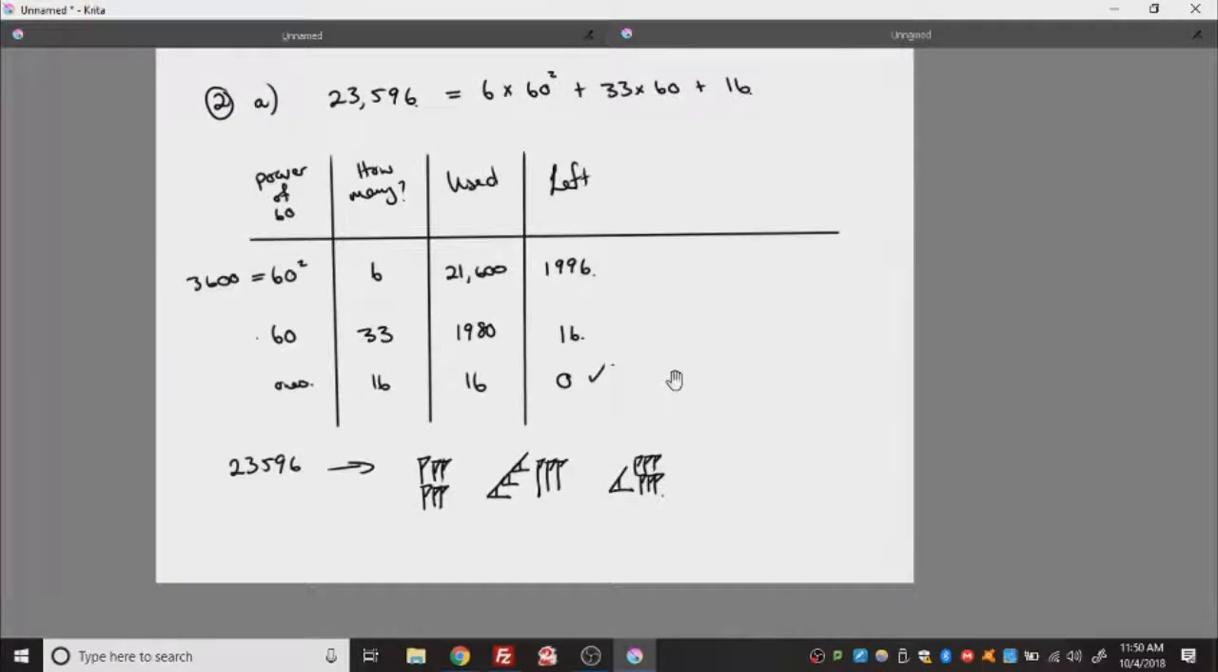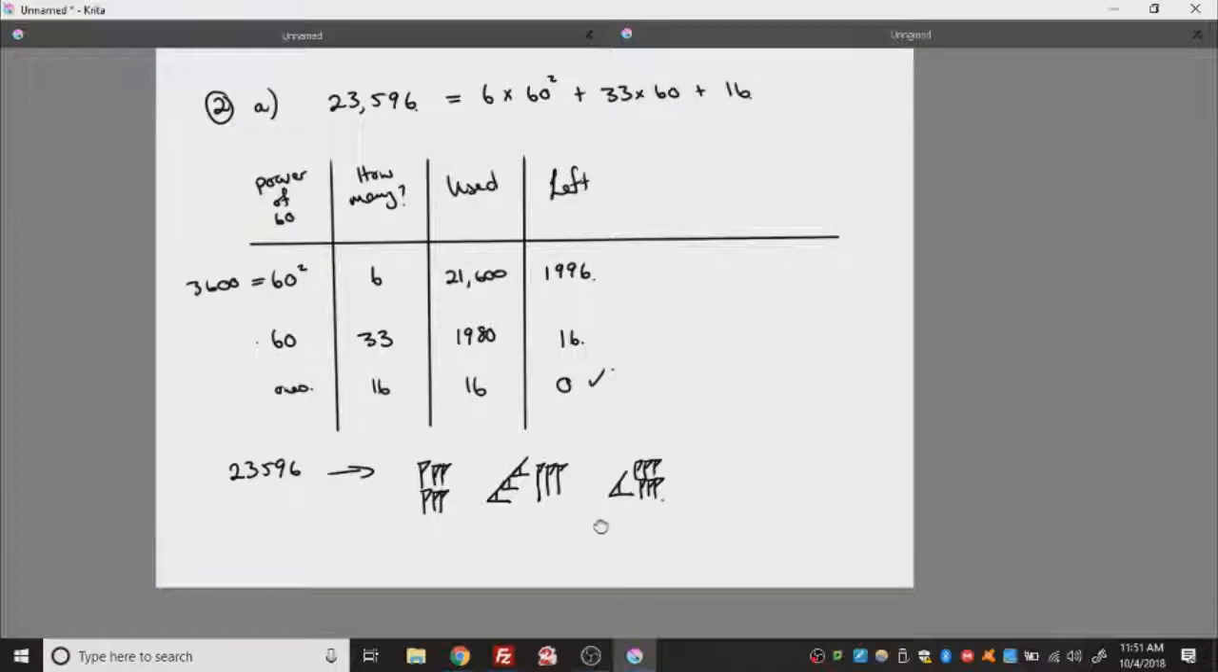Sorry, how many 60? 33 goes into what? So 60 goes into what 33 times? The leftover, the 1996, that's the only thing I have to still take care of. After I've fit in as many 60 squares as I can, what's left needs to be mopped up by the 60 as much as I can, and then the leftovers will go in the last ones bin, if you want to think of it like that.